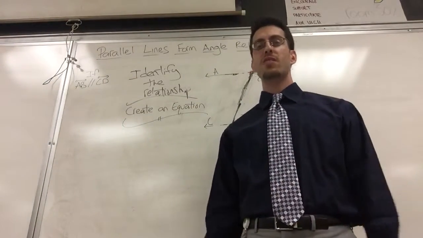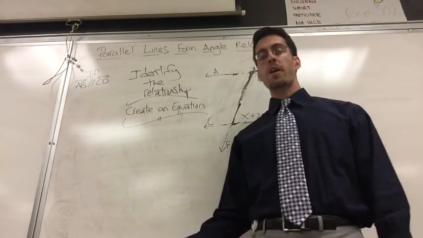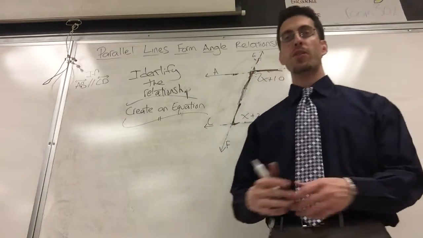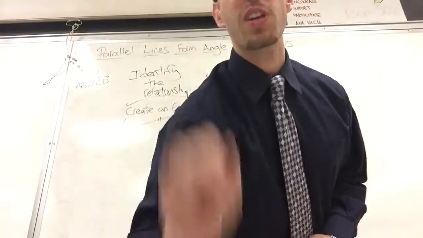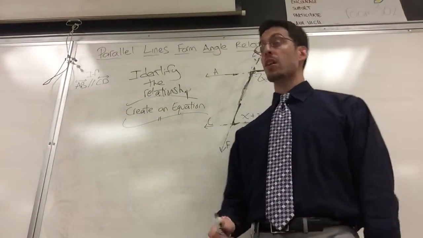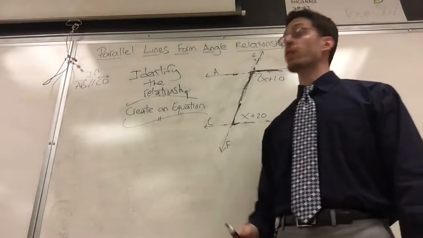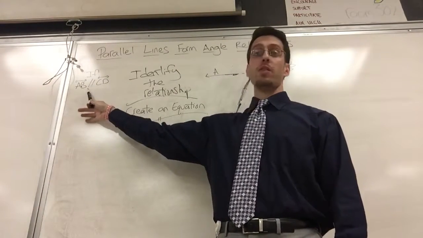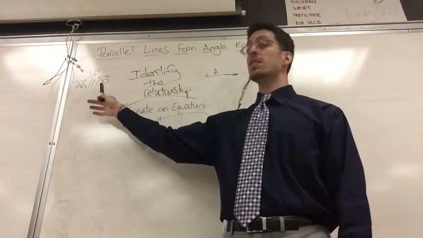Hey math fans, this video is like a part 2 to the last video I made, which was identifying angles. A lot of vocabulary on parallel lines. So I give you line AB is parallel, the symbol means parallel, to line CD.